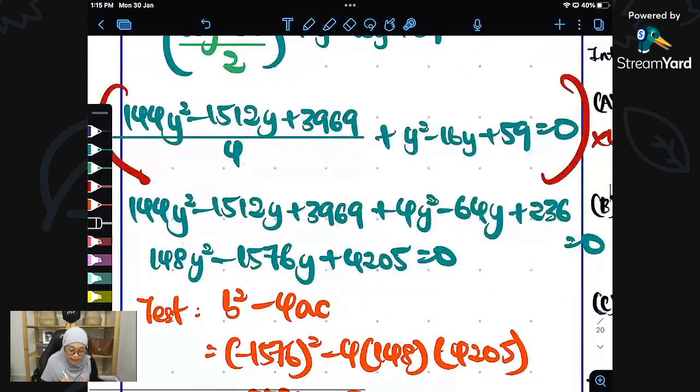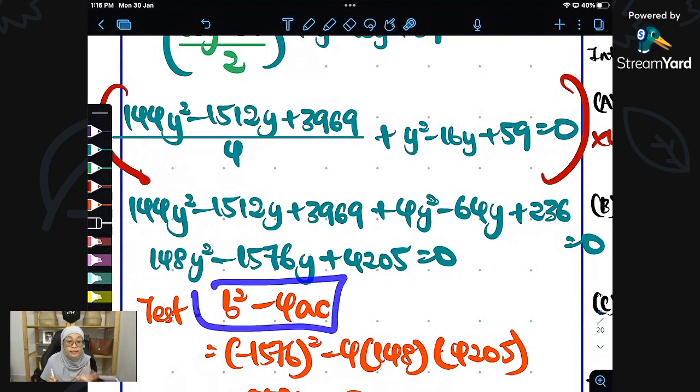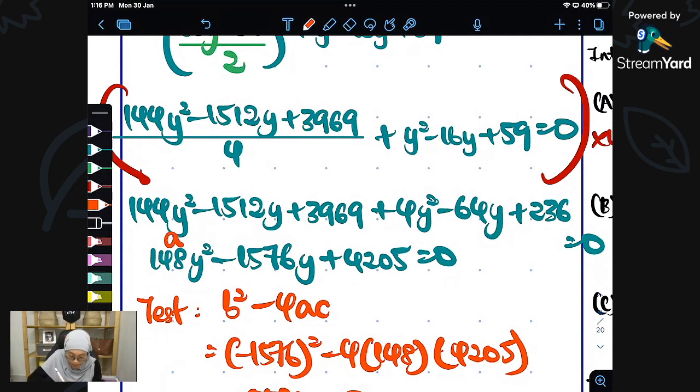And then we got to test, as I said, for questions that are in the form of show, you got to test it down. So b squared minus 4ac, we test it from these values of a, b, and c. So this is the value of A, B, and C. So B has a negative there, so don't forget to bring the negative.